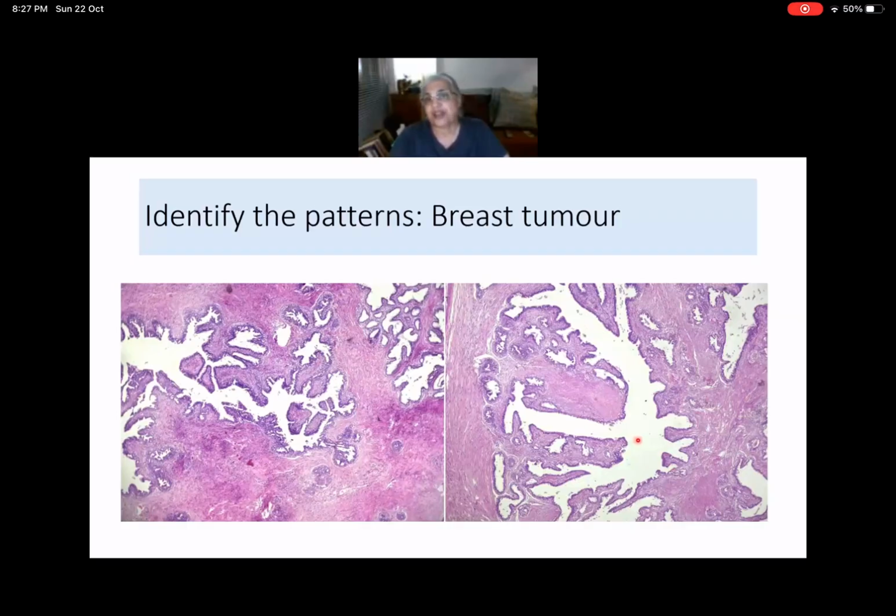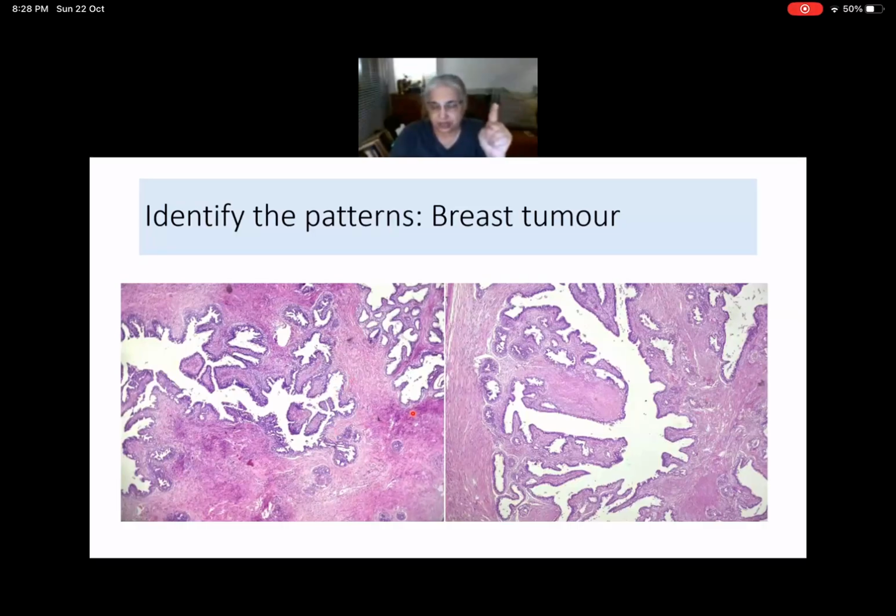This is a breast tumor. What do you think is a pattern over here? Antler horn pattern. Antler horn, yes, pattern. But do you think that we'd call this hemangiopericytomatous? No, because hemangiopericytomatous we use for vascular. Yes, it has to be vascular. Yes, this looks like an antler horn.